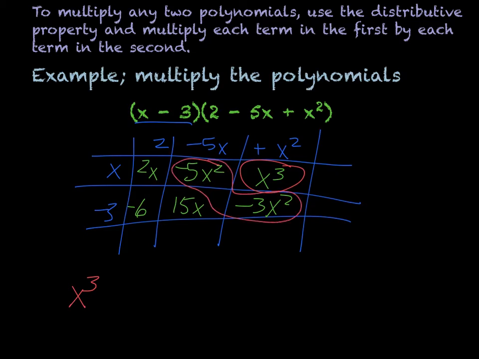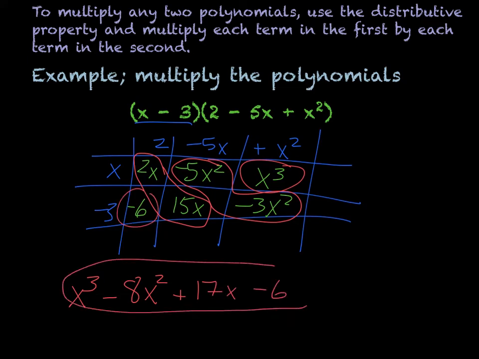So negative 5x squared minus 3x squared is a negative 8x squared. And then we have our x terms. 2x plus 15x is a plus 17x. And then finally our constant is minus 6. So sometimes that is an easier way to make sure you're multiplying everything by their proper terms.